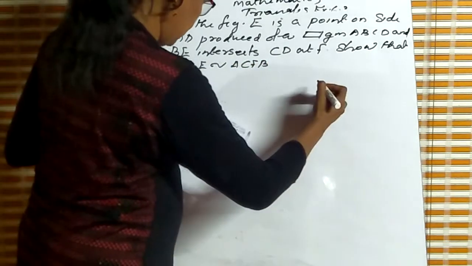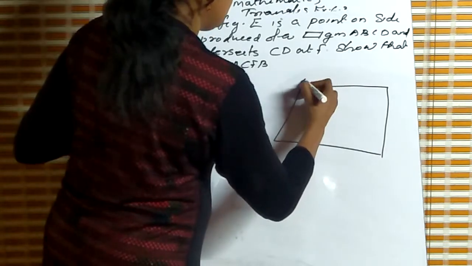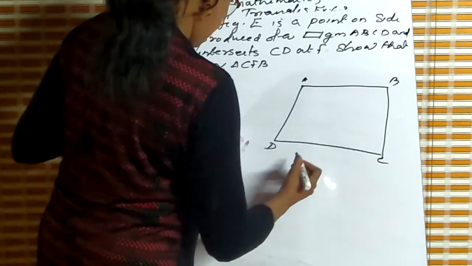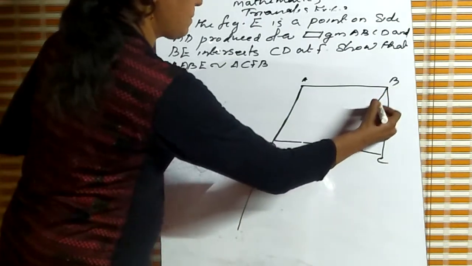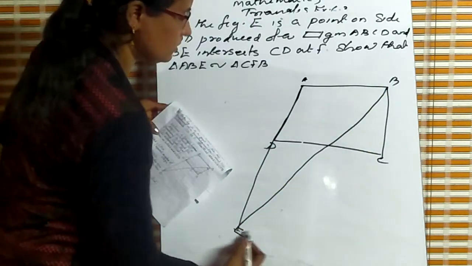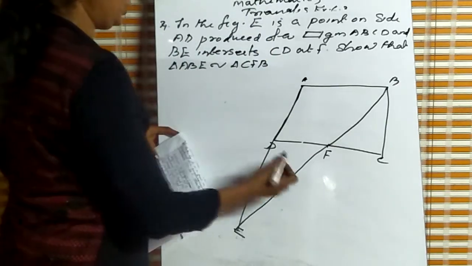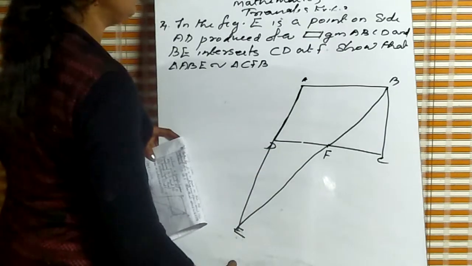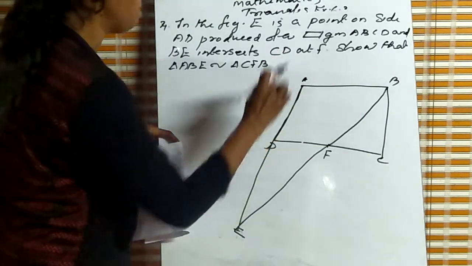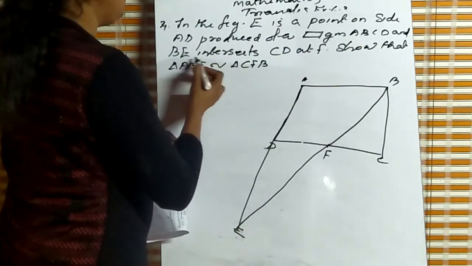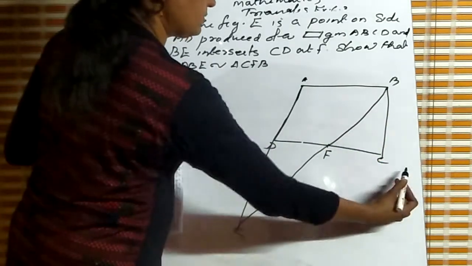The figure is given. Parallelogram ABCD, A, B, C, D. This AD is produced to meet at E. This is E and this point is F. Here in the figure, E is a point on side AD produced of a parallelogram ABCD, and BE intersects CD at F.